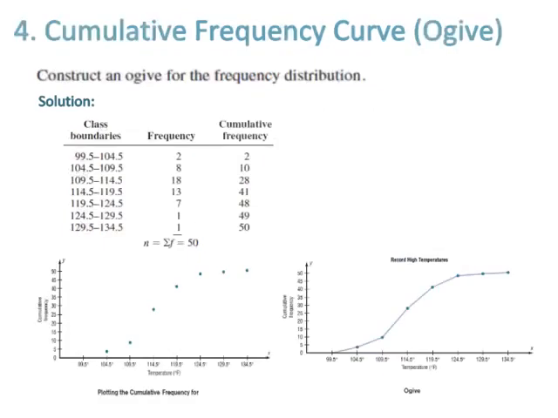Number 4 is cumulative frequency curve, ogive. Construct an ogive for the frequency distribution. The first cumulative frequency is 2 because the frequency is 2, then add 8 which is the second frequency to get 10 and so on till your total frequency which is 50 is your last cumulative frequency. The class boundaries are taken on the x-axis while cumulative frequency is taken on the y-axis.